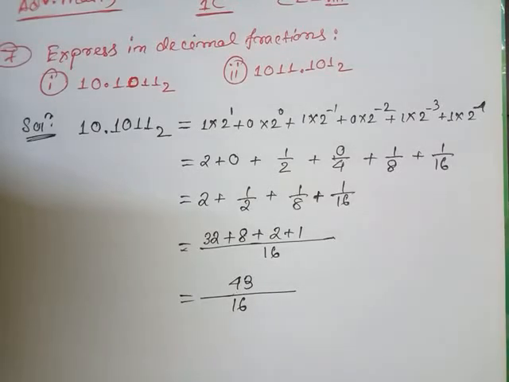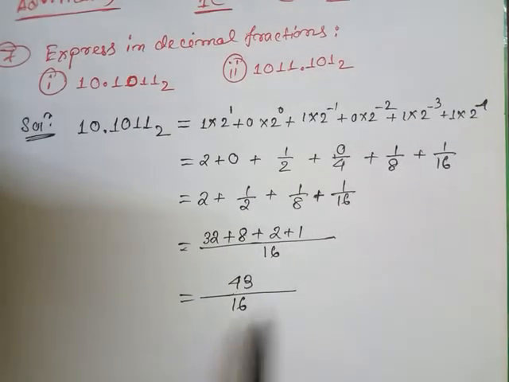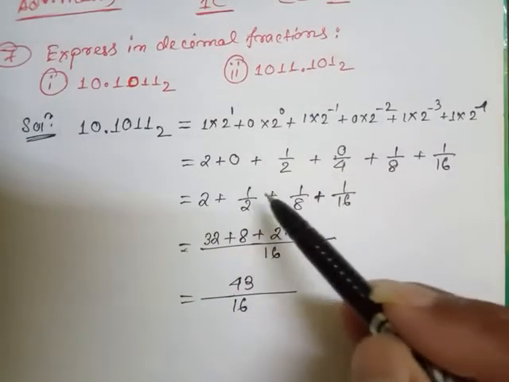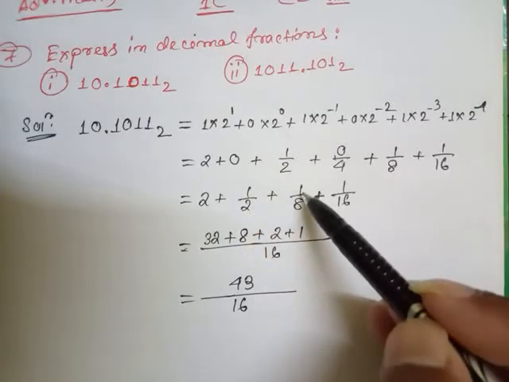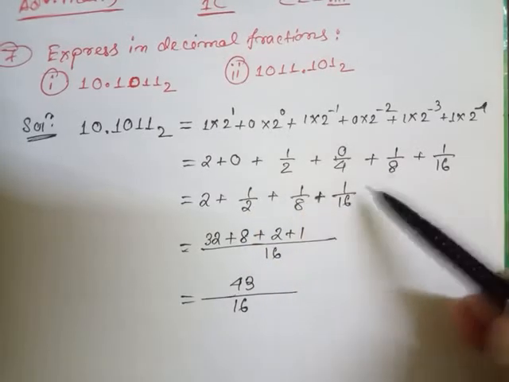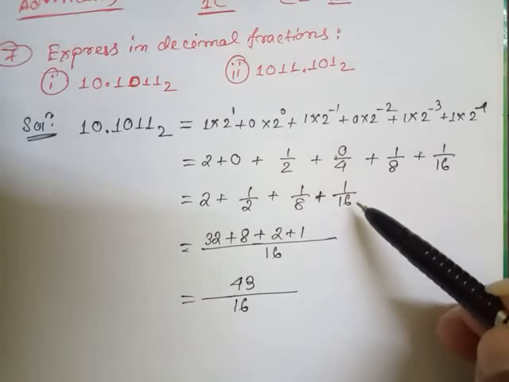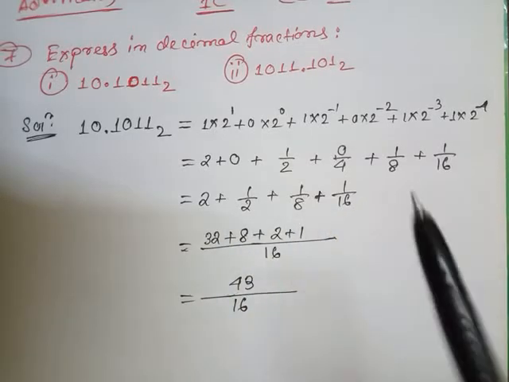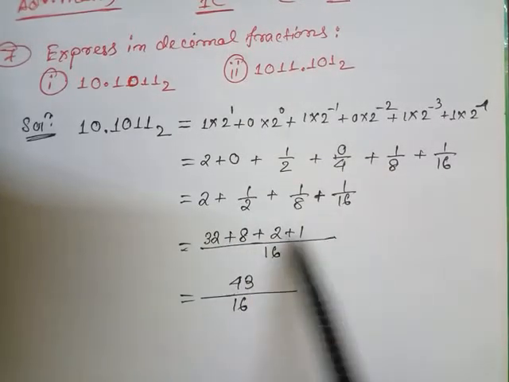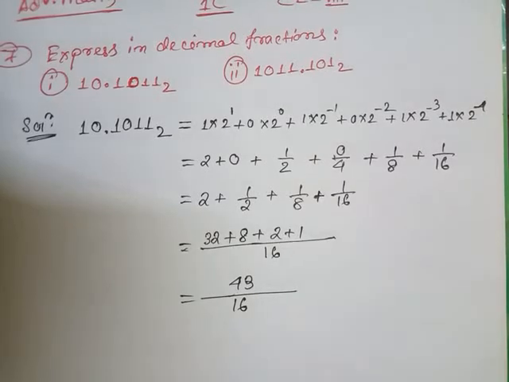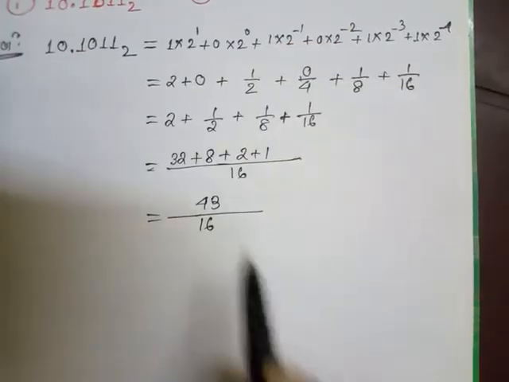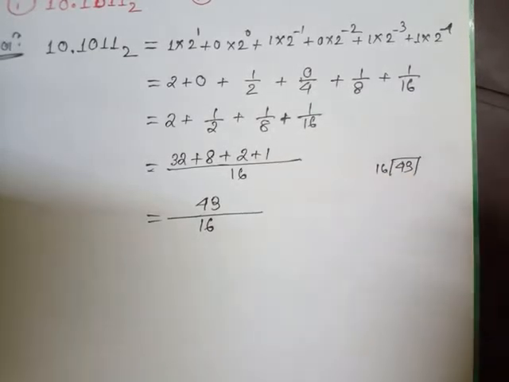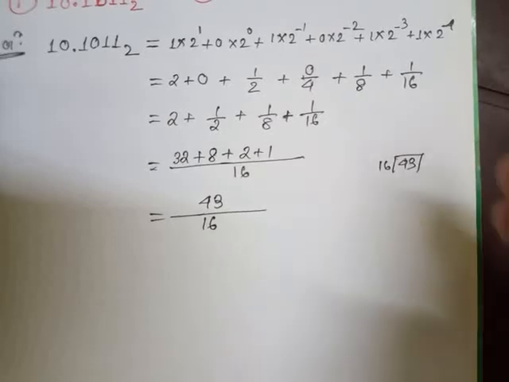Now if I want to go for the decimal here, what will happen? This is one way, the other way is that 2 plus 1 by 2 means 0.5, and 1 by 8 means 0.125, 1 by 16 means 0.0625. So if we put all the decimal figures here, then add, we will get the answer. This is one way, or you can take the LCM like this, which is another way. Both are correct.